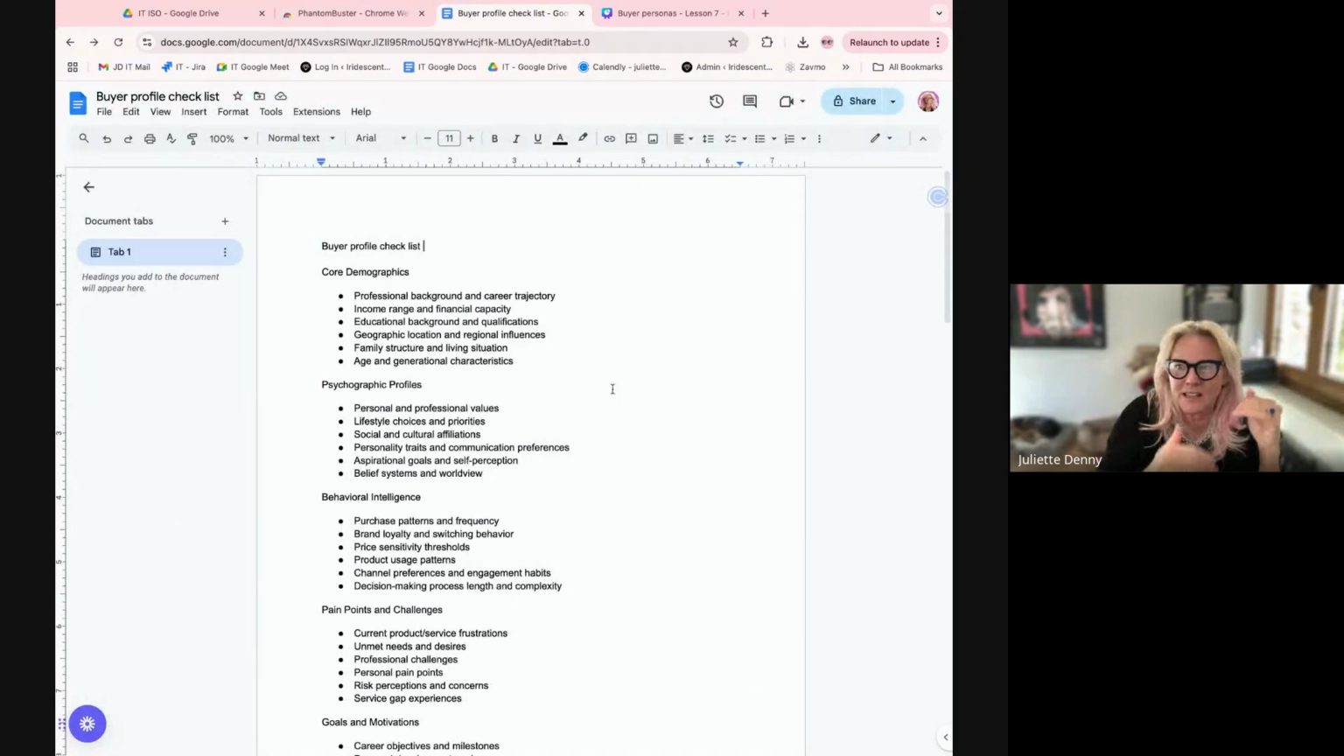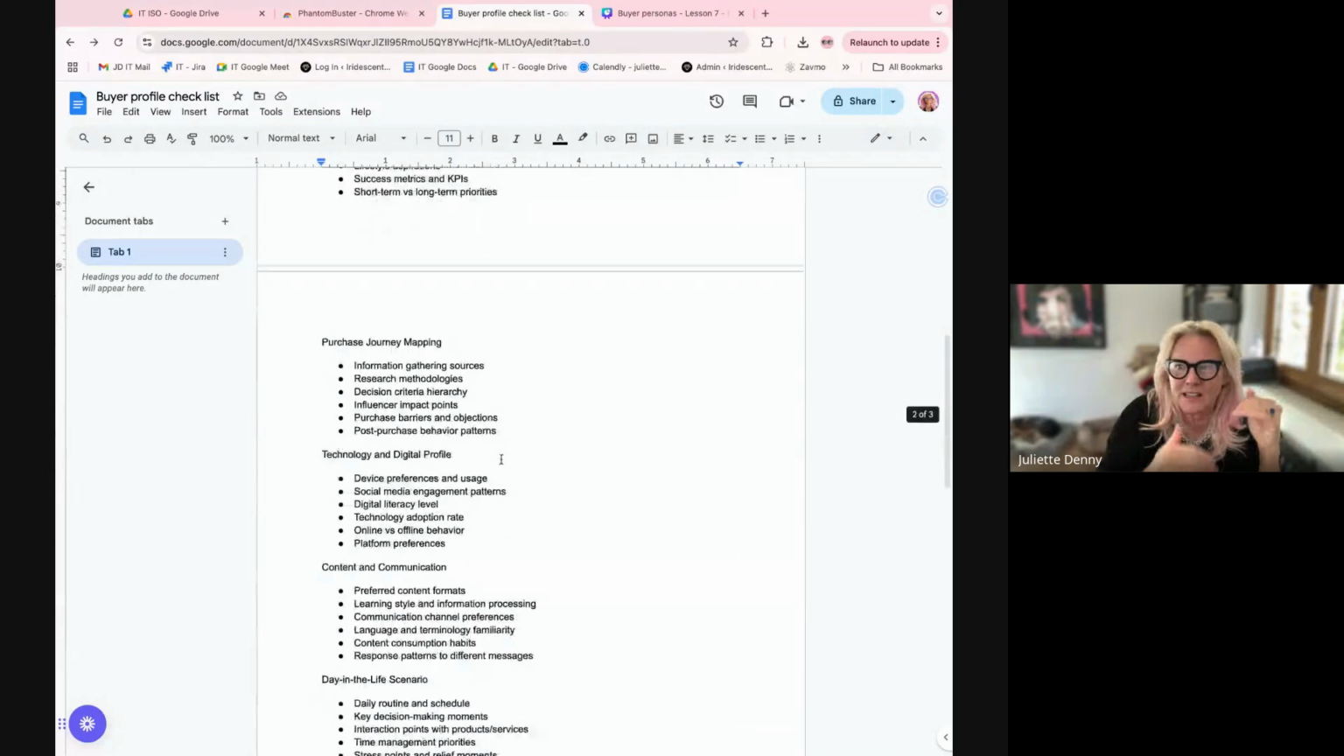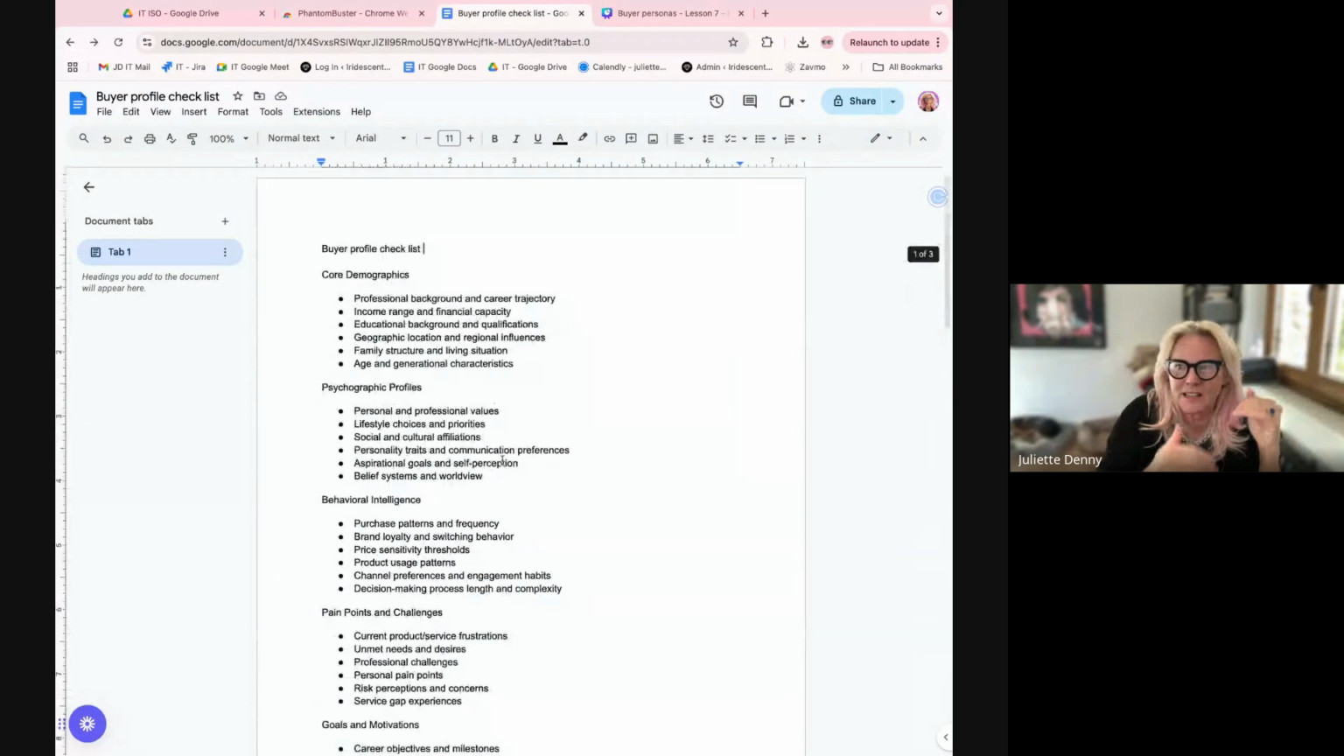Yeah, great. So this is basically a buyer persona checklist. You can literally just copy and paste it, shove it into any AI and say, hey, this is my company. Can you give me an idea of the kind of buyers that I might be looking at? Or indeed do your own research using AI. I mean, it's all out there.